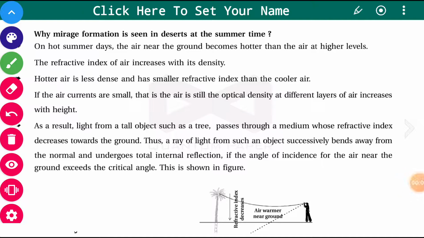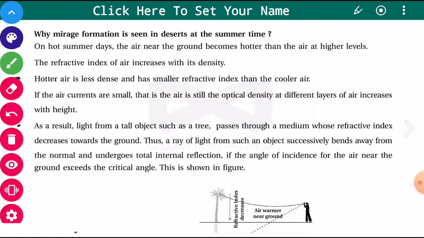Today we shall discuss some of the optical phenomena which occur in nature. First is mirage formation, which you must have studied in your 10th standard also. On hot summer days, the air near the ground becomes hotter than the air at a higher level. Air in contact with the surface of the earth becomes hotter than the air at the higher level.